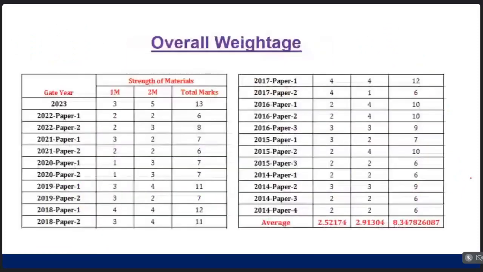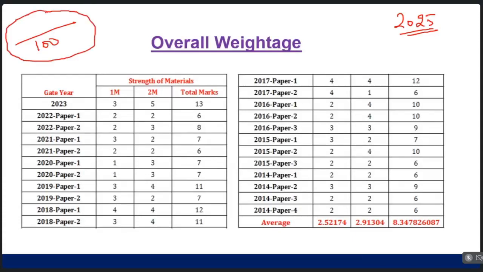We are starting from the overall subject in any particular year of the Gate examination. Suppose you are going to appear in Gate 2025, you open Gate 2025. Since we know the Gate exam is of 100 marks in total, and we need to score out of 100 marks, what is the weightage of strength of material out of 100 marks? How many questions generally come from this subject, and how many marks?